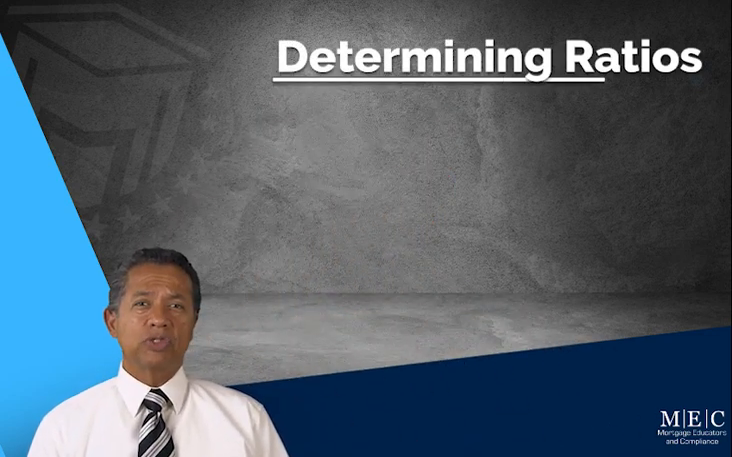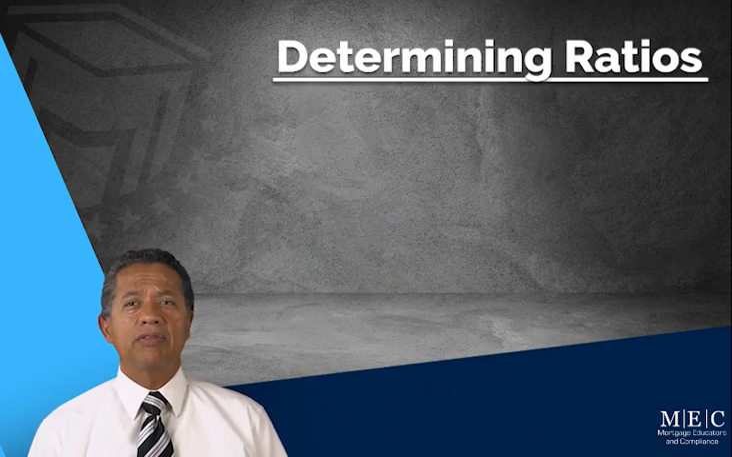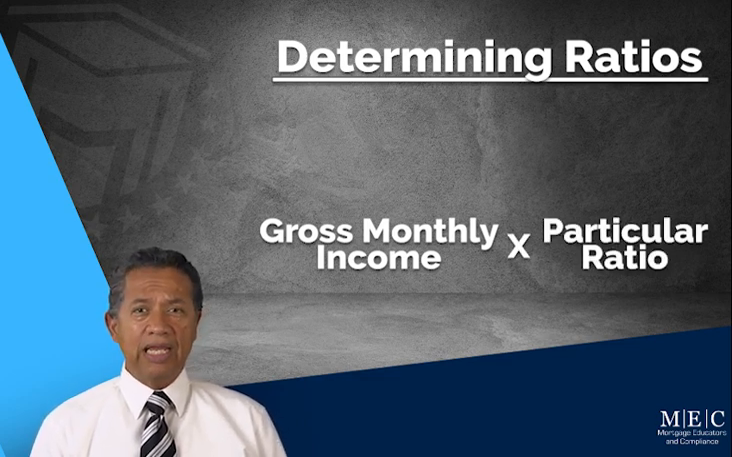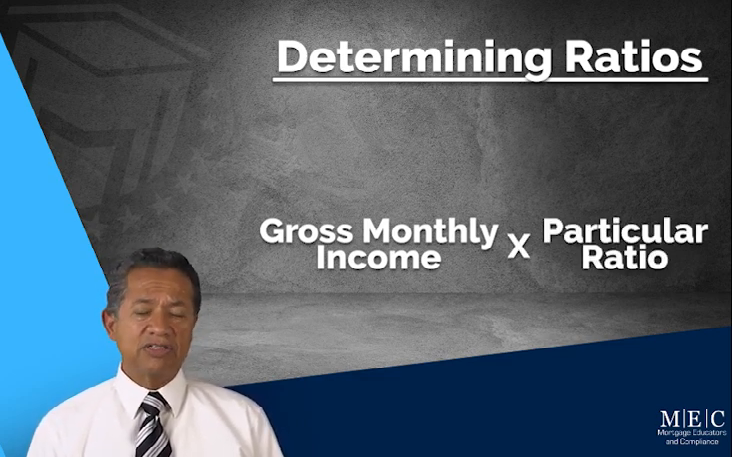So what we're going to do in this section is we're going to be solving the equations for both the front and back end debt ratios. So let's talk about the front end debt ratio. To determine ratios, what you need to do is multiply the gross monthly income by that particular ratio that you're trying to hit. So in this case, let's figure this thing out.